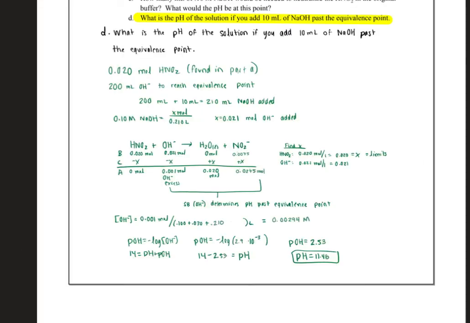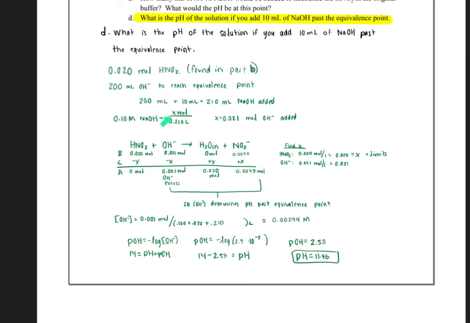All right, so for this guy, I know the moles of HNO2 found in part B. I think that says A, but it should be B. And I also know the moles of the NO2 minus found in part B. So I added those to my BCA table. But we're adding 200 mils to get to the equivalence point, but we want 10 mils extra of the sodium hydroxide. So really I'm adding 210 milliliters of NaOH.